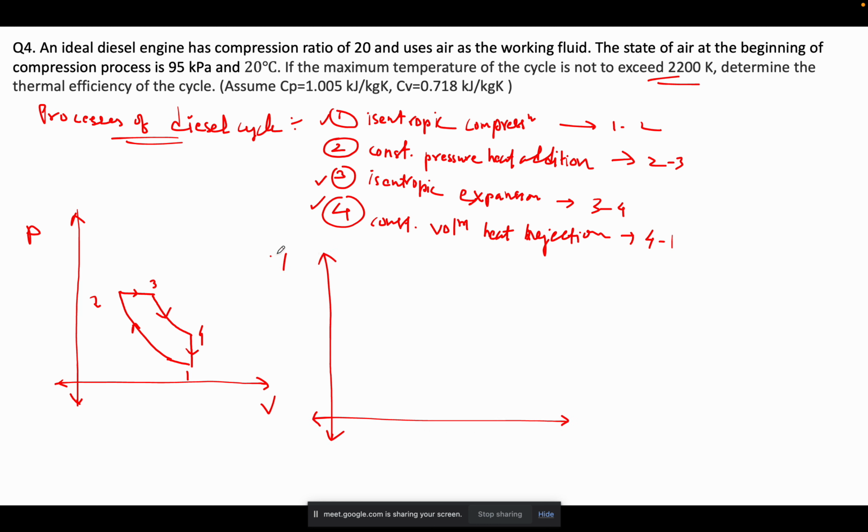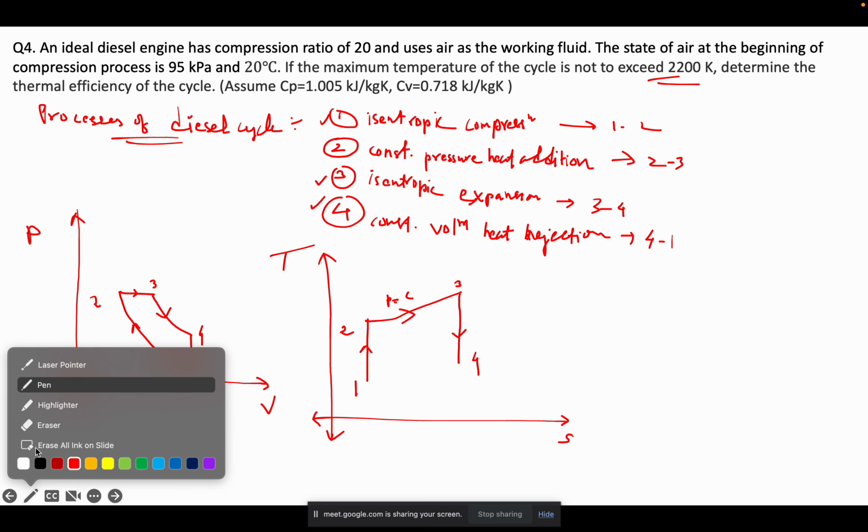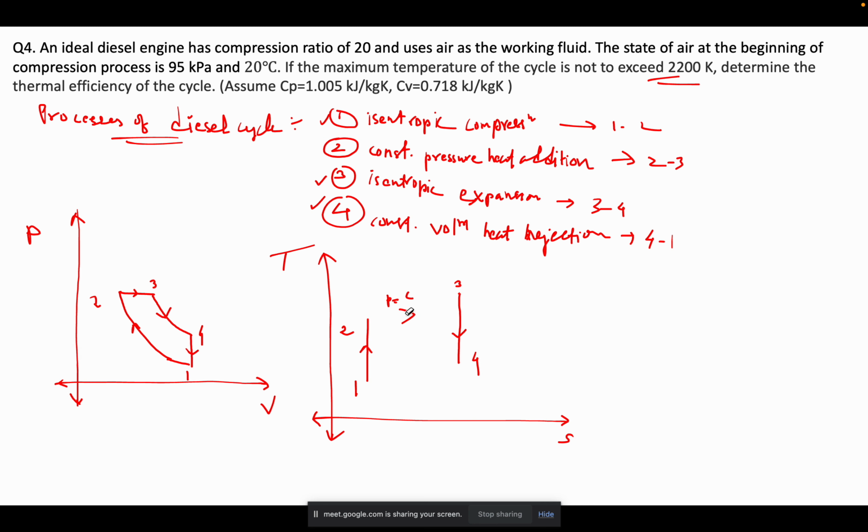So this process will be 1 to 2, isn't it? Now this is my P equal to C. This will be the same straight vertical line. Let me draw this more clearly, then it will be perfect for you. Now which slope will be greater? Will the P equal to C slope be greater, or the V equal to C slope? Because this process will be V equal to C. So for that let us check.